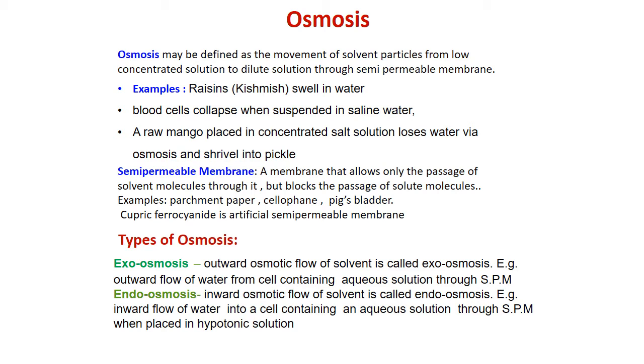Now, types of osmosis: exosmosis, endosmosis. Exosmosis means flow of solvent is taking place from the system to outside. For example, the grapes are placed in the concentrated sugar solution. So water from the grapes will come out and these will shrivel. Endosmosis: when kishmish is placed in the water, water will enter into the kishmish and it is endosmosis.